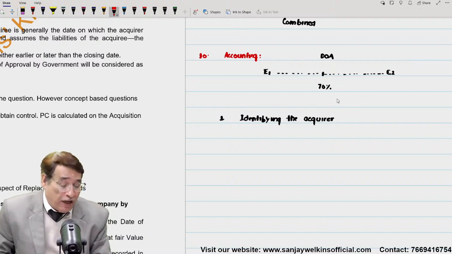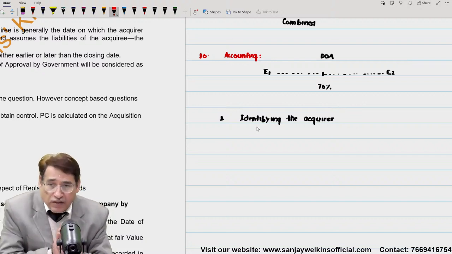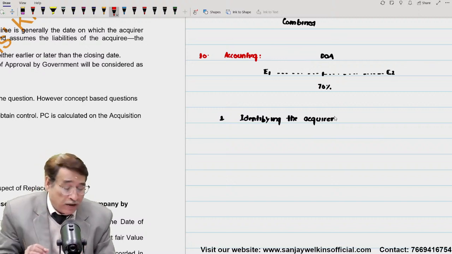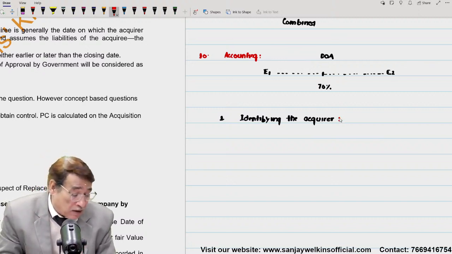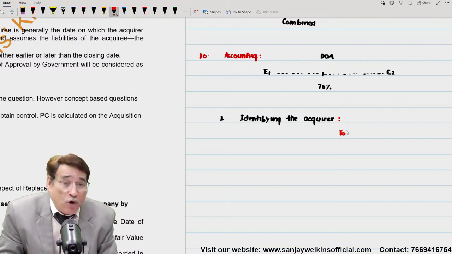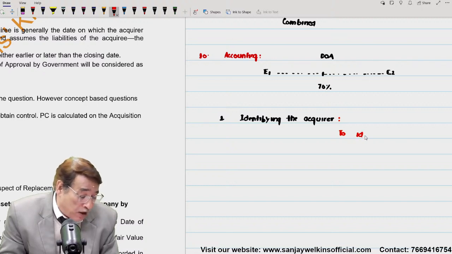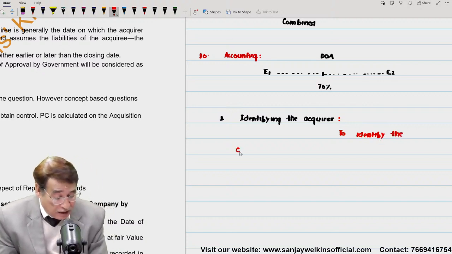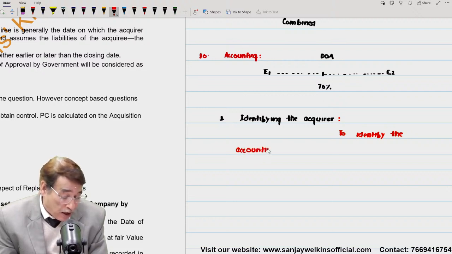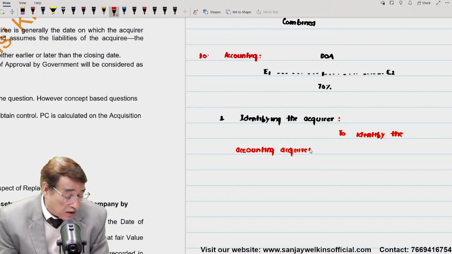But in spite of that, the standard says that your first step should be to identify the acquirer. It means to identify the accounting acquirer. This step means to identify the accounting acquirer. This step says that we have to find out who is the accounting acquirer.